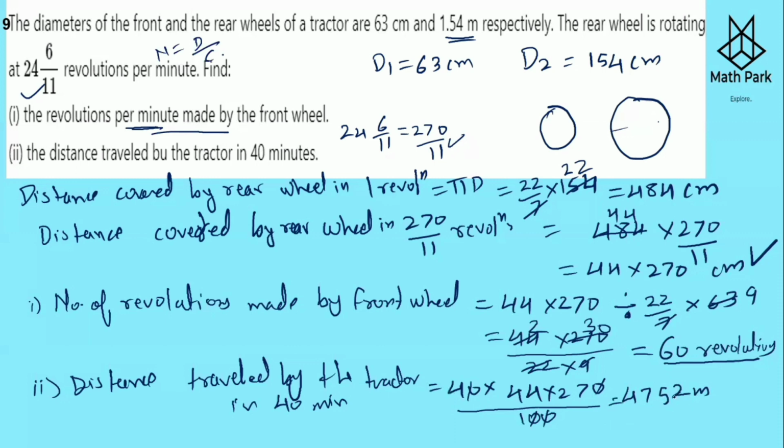If I have to convert into kilometer, dividing by 1000, we get 4.752 kilometer is the distance traveled by the tractor in 40 minutes.